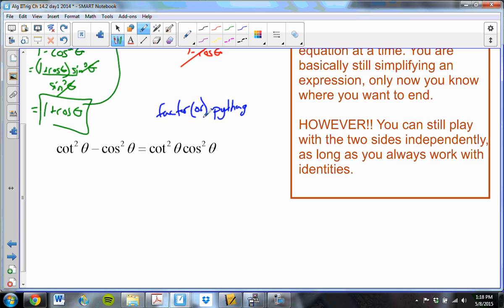I am going to play with the left side because it just makes more sense to me with the squares and the minuses that I'm going to look for a Pythag identity somewhere. There's no Pythagorean identity that involves cotangent and cosine, but cotangent I know is cosine over sine.